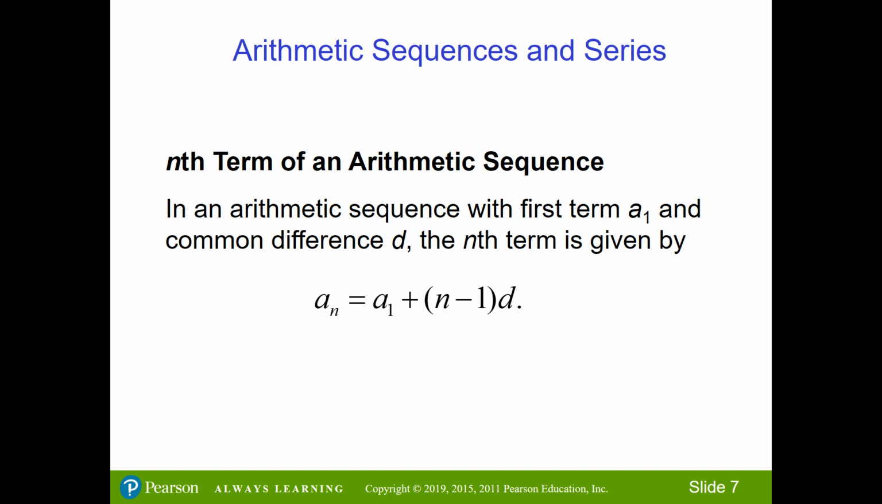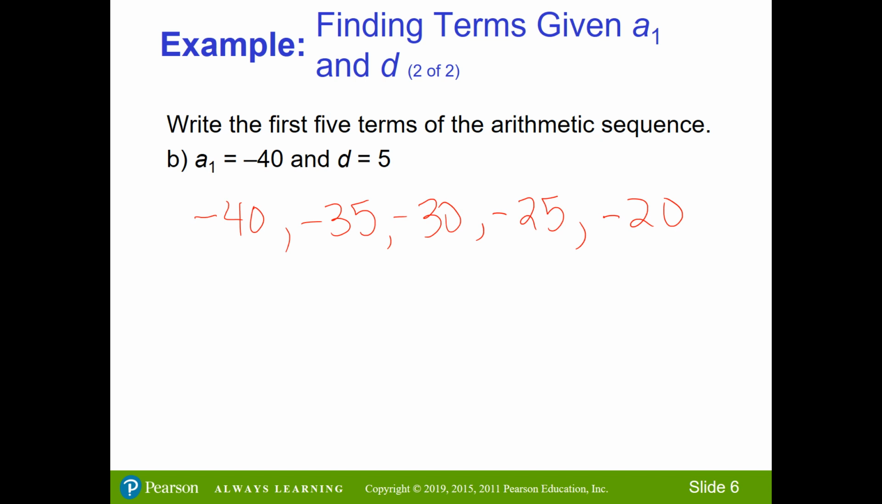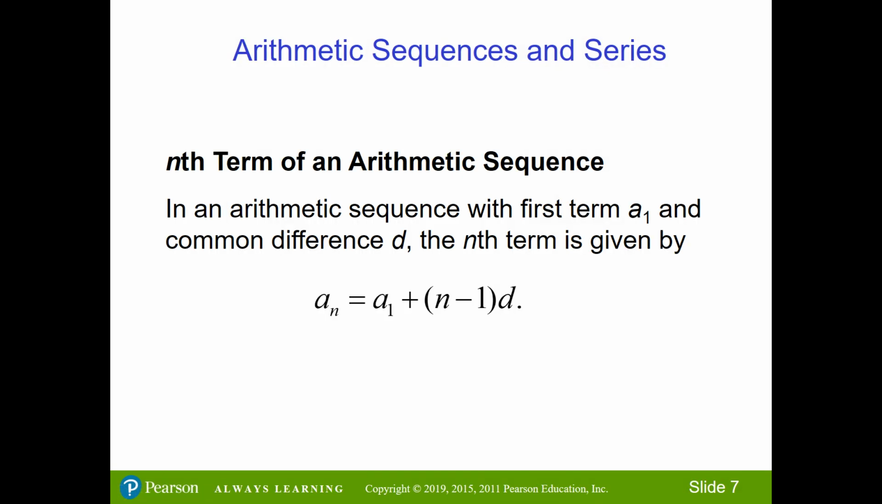Now, our nth term can be given by the formula a1 plus (n minus 1) d. Let's look at that here. Notice if I wanted my third term, I had to add 5 once here, and then add it again here. So I had to add it 2 times. 2 times is 1 less than the third term. So 3 minus 1 would be 2 times that common difference added to the first term.